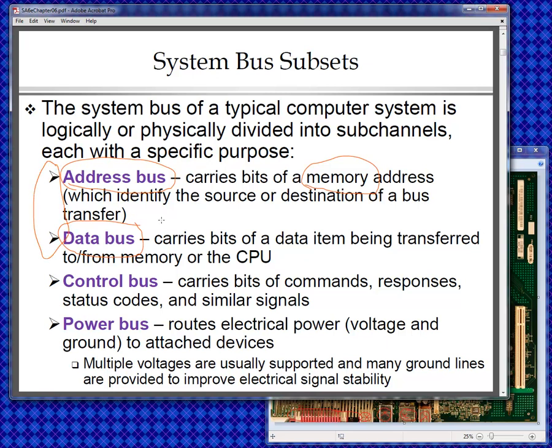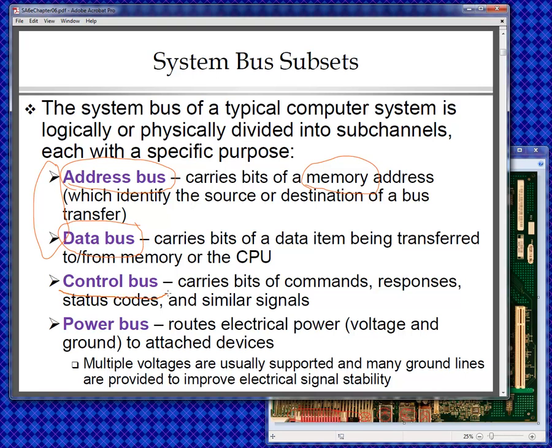Definitely in modern PCs, and actually most modern computers, we don't have physically separate data and address buses. We use one bus to carry both, either carrying them both at the same time in parallel or carrying them one after another. We might send the address first and then send the data in subsequent transfers afterward.